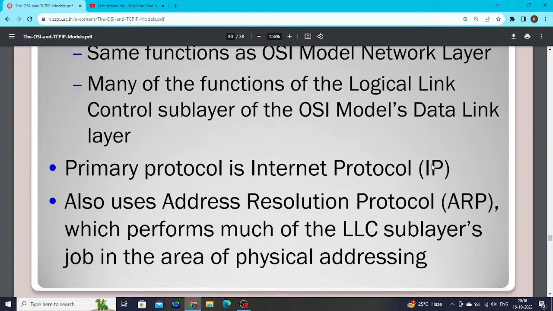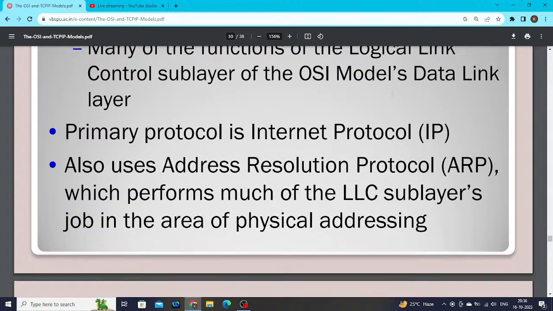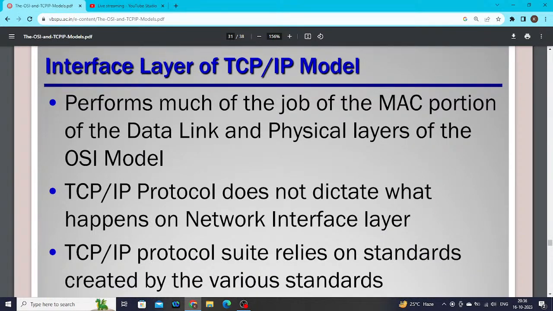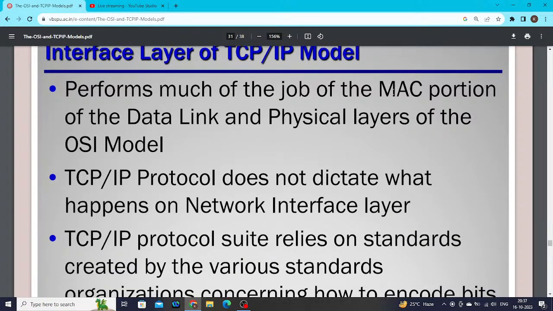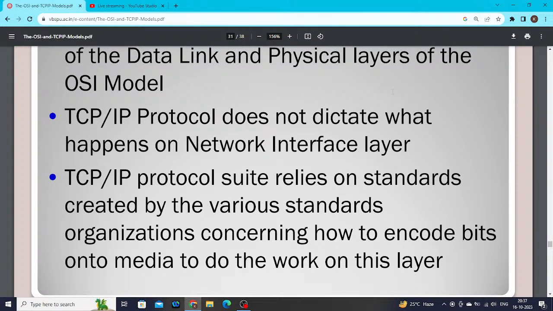The primary protocol is the Internet Protocol. It also uses Address Resolution Protocol, which performs much of the LLC sublayer's job in the area of physical addressing. The network interface layer of the TCP/IP model performs much of the job of the MAC portion of the data link layer and the physical layer of the OSI model. TCP/IP does not define what happens on the network interface layer. TCP/IP relies on the standards created by various standards organizations concerning how to encode bits onto media.